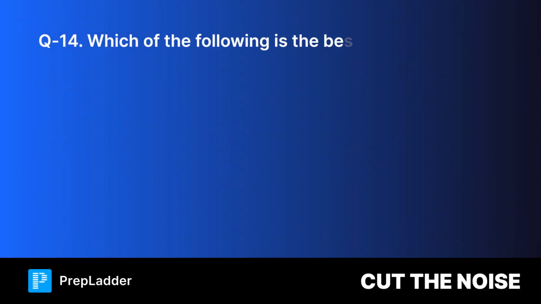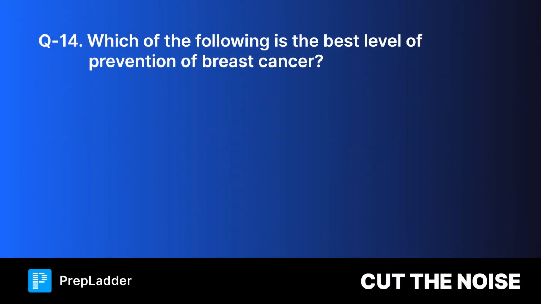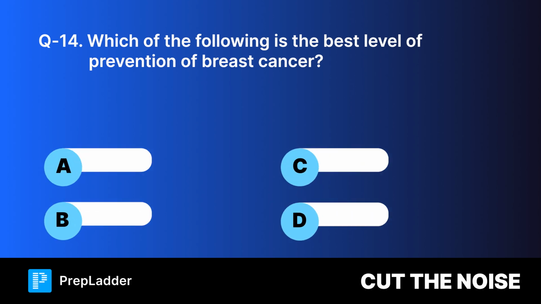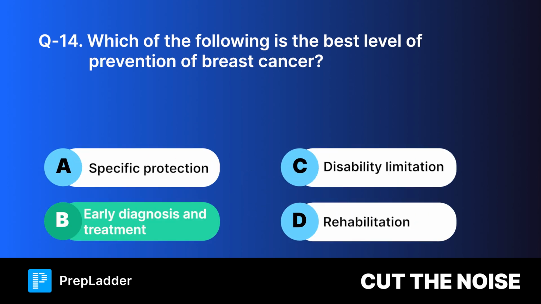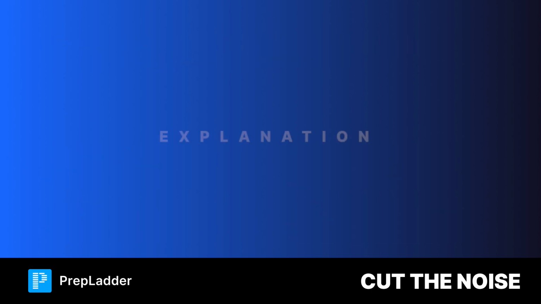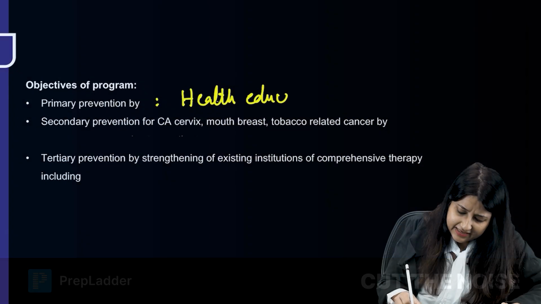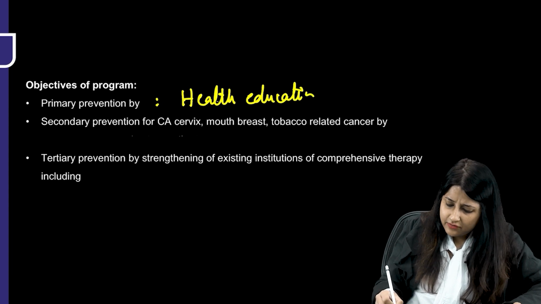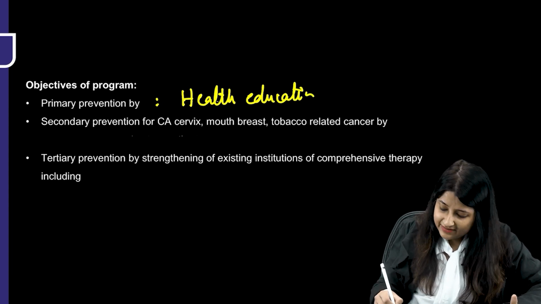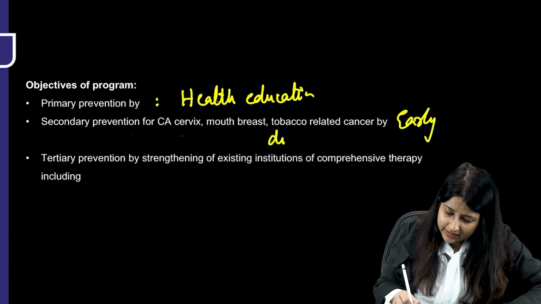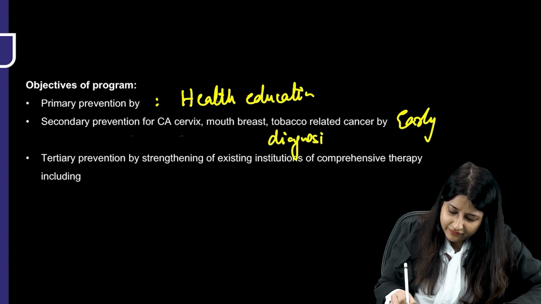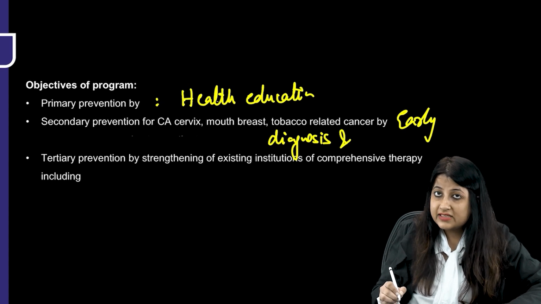Question 14. Which of the following is the best level of prevention of breast cancer? Your options are, and the correct answer is early diagnosis and treatment. Here's the explanation. Secondary prevention is being done for all these cancers, cervix, breast cancer and all that, by early diagnosis and treatment, right? Like mammography can be done for early diagnosis of breast cancers.